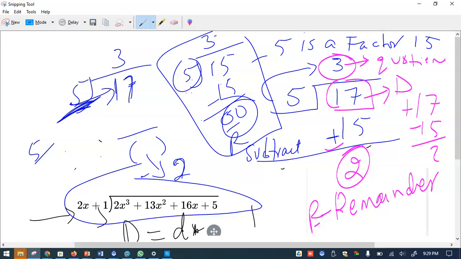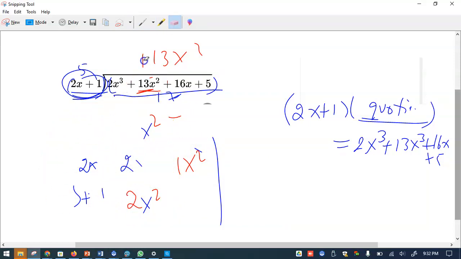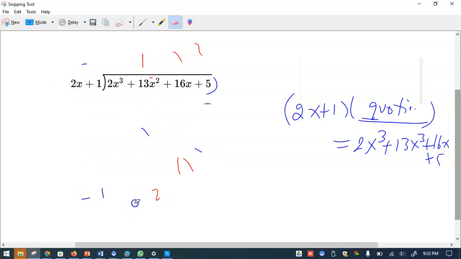Let me go directly and do it one more time. On Wednesday and Thursday, we saw how to do this using the box method. I don't want to go to the box method because it will take time. You can check the video that we did last time.